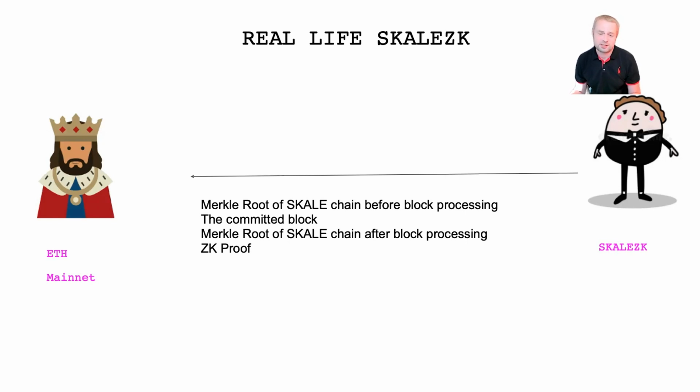And once the verification happens, users can trust the new Merkle root and use this Merkle root to verify pretty much any information about the SKALE chain. For instance, how much money a particular account has. So that's pretty much anything. You can verify anything.